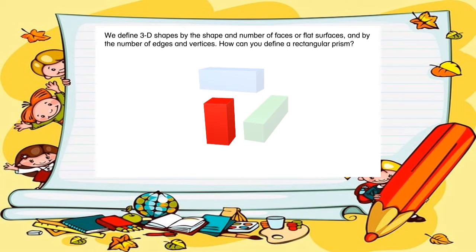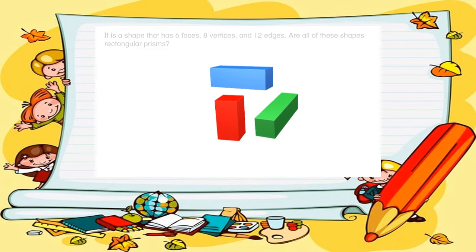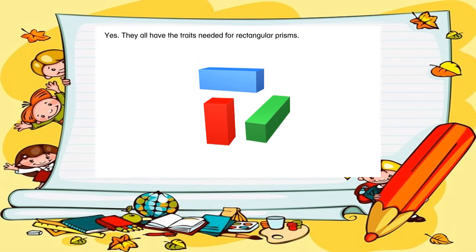We define 3D shapes by the shape and number of faces or flat surfaces, and by the number of edges and vertices. How can you define a rectangular prism? It is a shape that has 6 faces, 8 vertices, and 12 edges. Are all of these shapes rectangular prisms? Yes, they all have the traits needed for rectangular prisms.